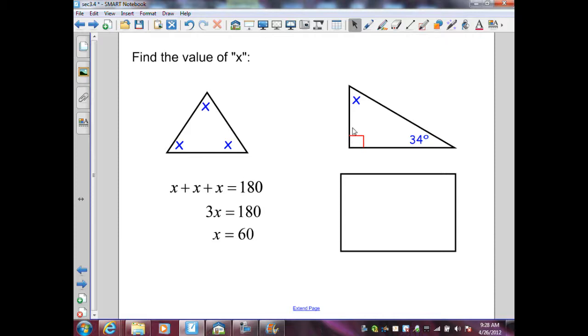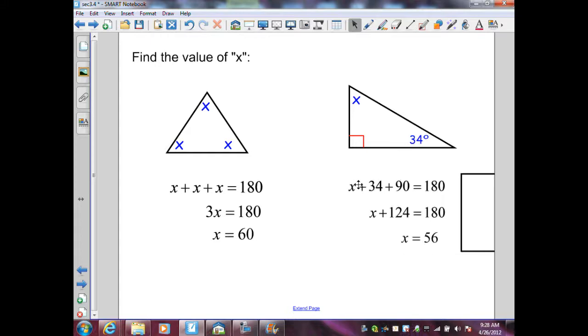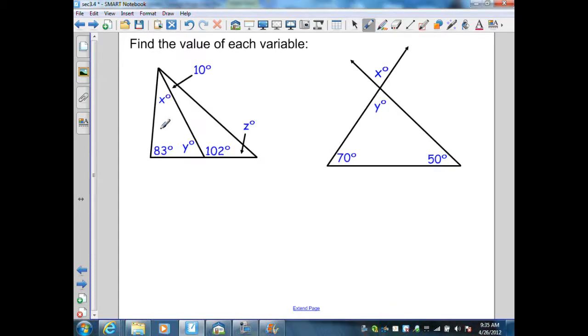Here I have a right triangle because I have 1 right angle in a triangle. These 2 angles must be acute. But still, the 3 angles must add up to 180 degrees. X plus 34 plus 90 equals 180. X, when I simplify, plus 124 equals 180. Subtract 124 on both sides, I get 56 degrees.